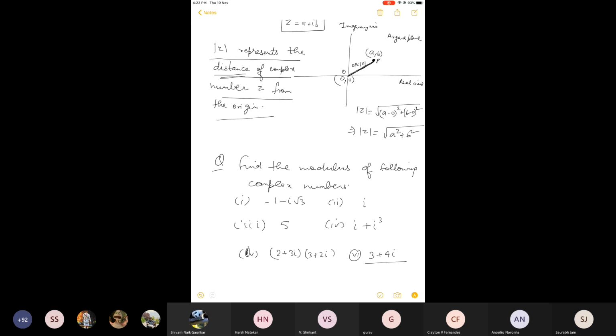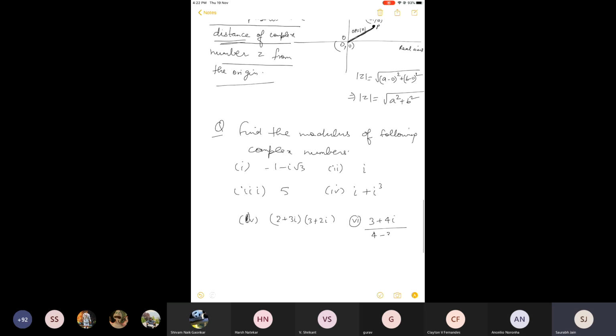Just tell me the modulus of all of these. First, you solve all of them. It might hardly take 4 to 5 minutes, or maybe 2 to 3 minutes. First, you write all the answers and then we'll discuss them one by one.